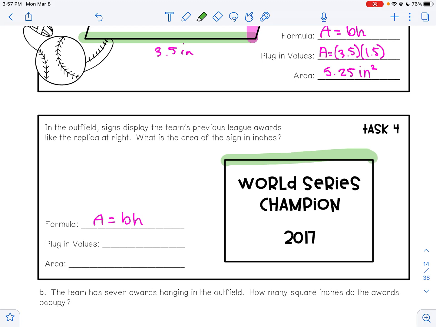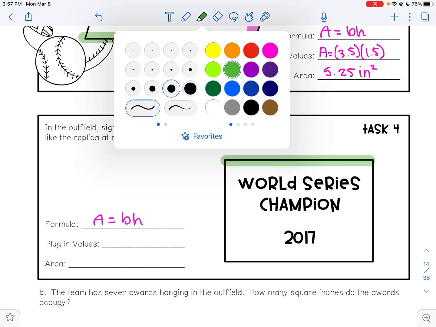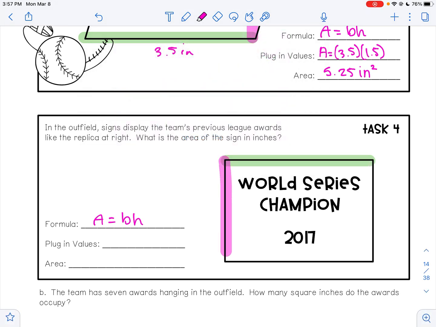So let's measure the base and also let's measure the height. So go ahead and pause, do that, and then come on back. All right, the base should be 3 inches, give or take. And the height should be 2 inches, give or take. So now let's plug in our values. So area equals base of 3, height of 2.